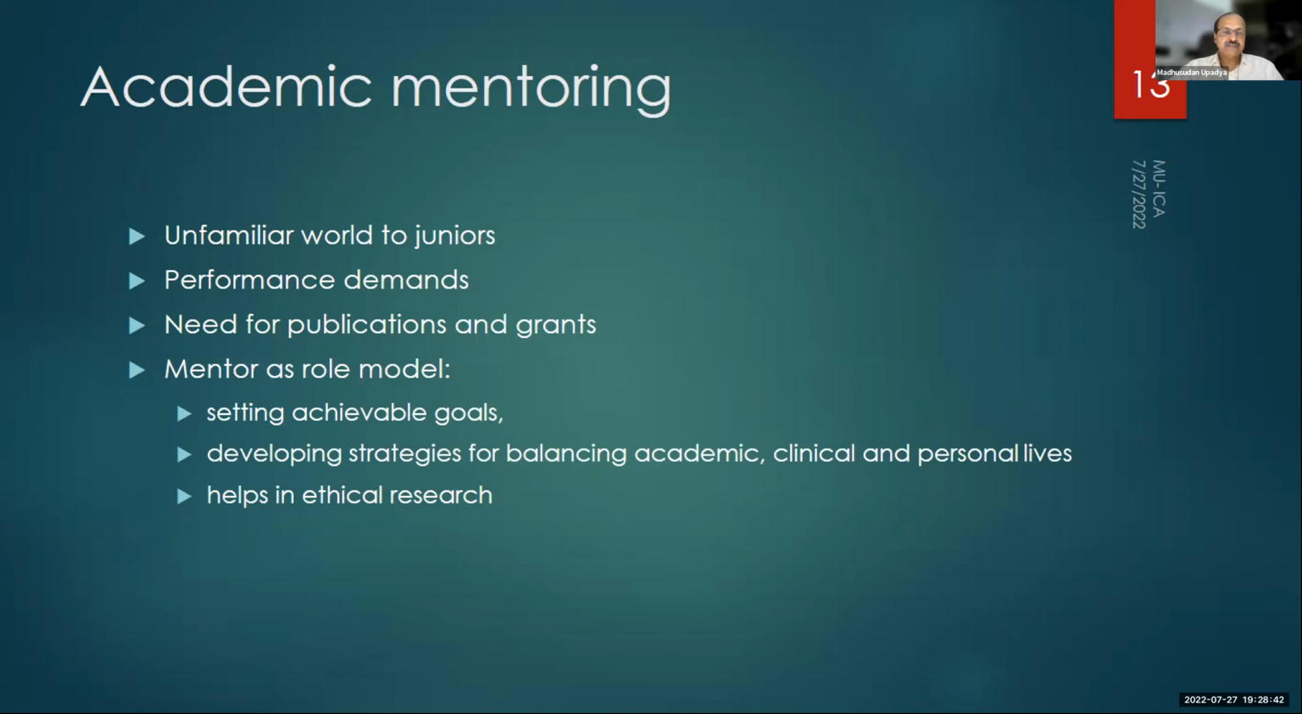And a mentor obviously is a role model, and he has to set achievable goals, and develop strategies for balancing academic, clinical, and personal lives. It's nice to say that you have to compartmentalize your clinical and personal lives, but there's a need to push the students or junior faculty to learn to compartmentalize their life. A little bit of protection from the mentor side would surely help them to be better human beings in both places. And then, as a mentor, you should help in ethical research. I will not talk about what exactly is ethical research. Obviously, you people know what it is.